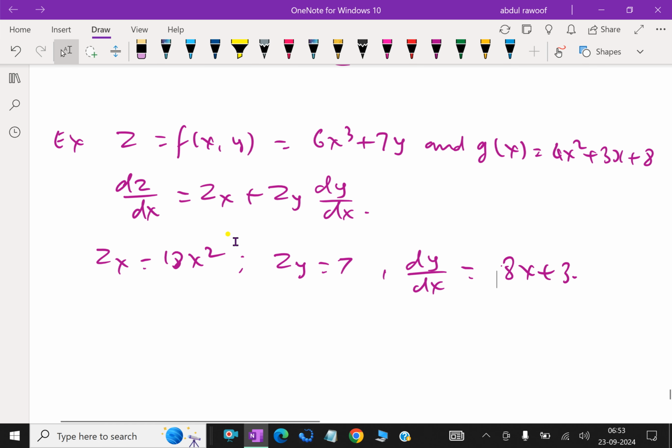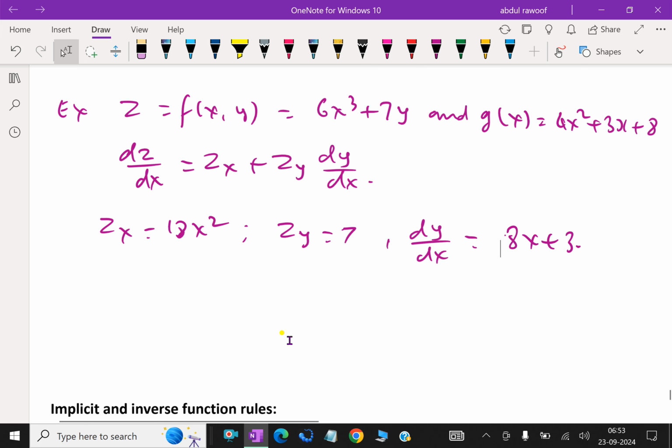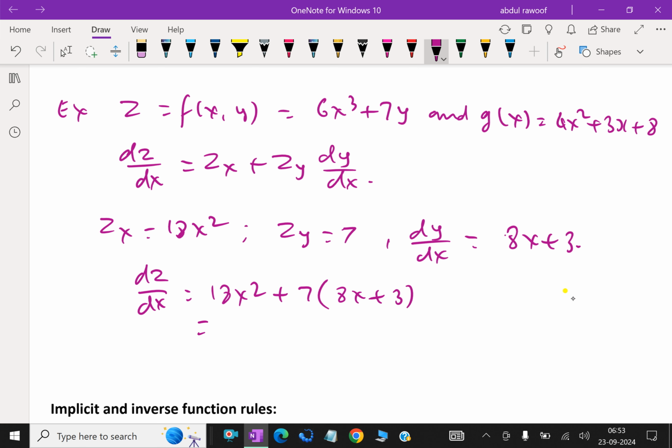Now we substitute in this. Therefore dz by dx, zx is 18x square plus zy is 7 and dy by dx is 8x plus 3, equal to 18x square plus 56x plus 21. This is the dz by dx.